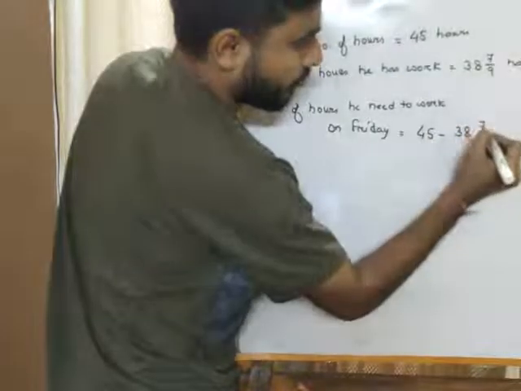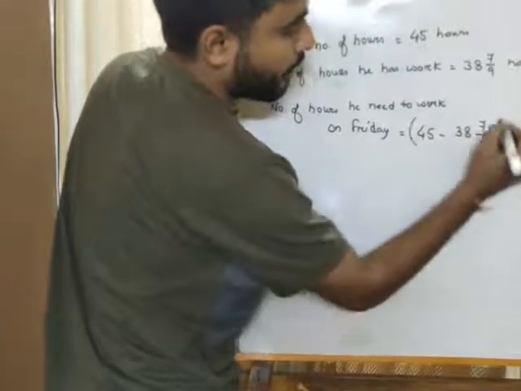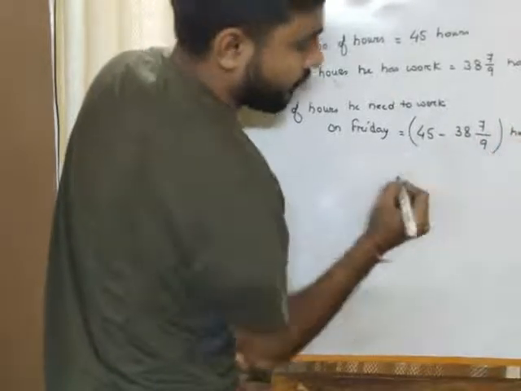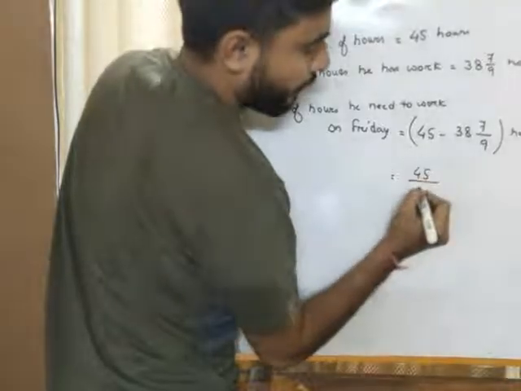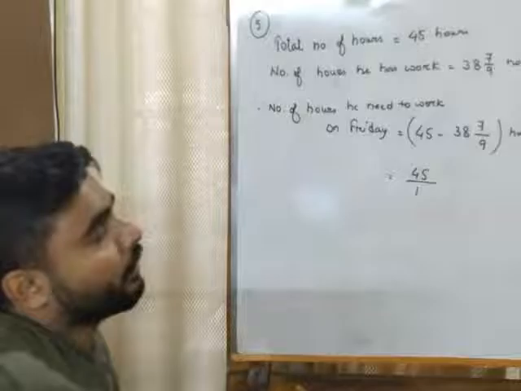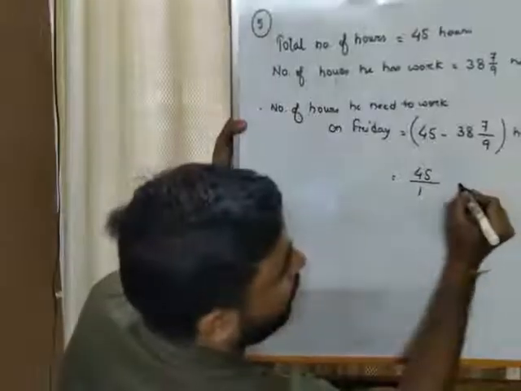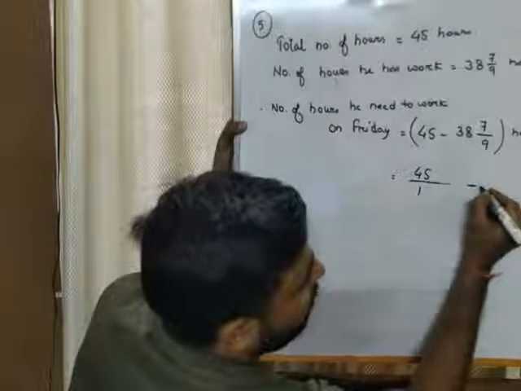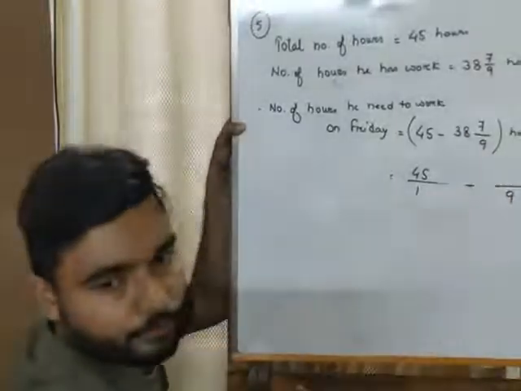45 minus 38 by 9 hours. So you can see 45 has denominator 1, and here the denominator is 9. I have to make it into an improper fraction.